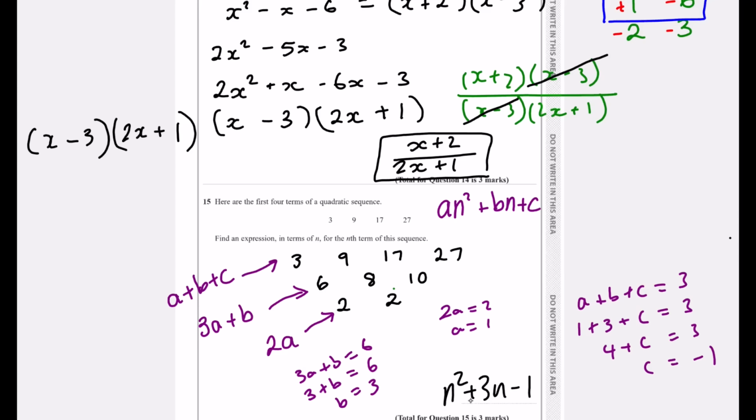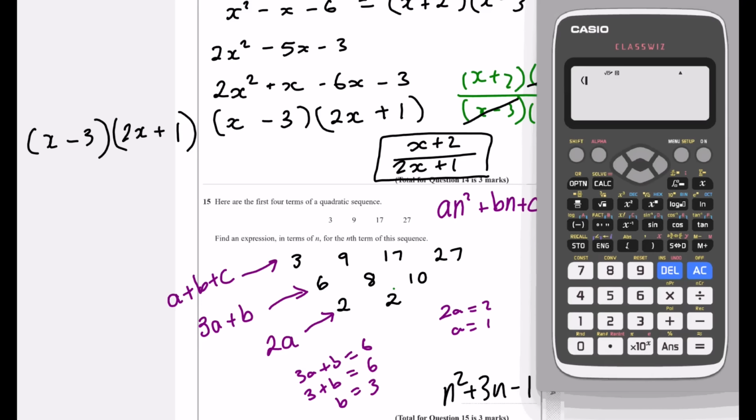And we can check when n is 1, we should get the first term. When n is 2, we get the second term. When n is 3, we get the third term, and so on. So 1 squared plus 3 1s minus 1, that's the first term, that should be 3. When n is 2, we should get the second term, 9. And when n is, let's do 4, so we should get 27. We do.